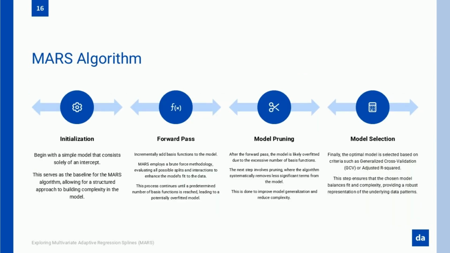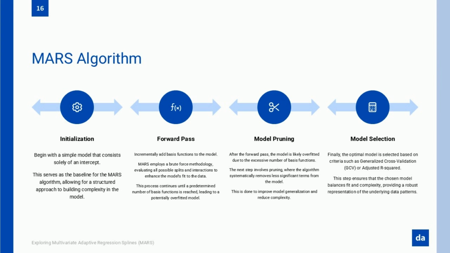Mars isn't just a collection of terms. It's a structured algorithm, a step-by-step process that takes raw data and transforms it into a highly flexible predictive model. It's a two-phase journey, moving from an expansion stage, where the model learns everything it can, to a refinement stage, where it distills that knowledge into its most essential form. This process is what gives Mars its power, allowing it to adapt to nonlinear relationships while maintaining interpretability.